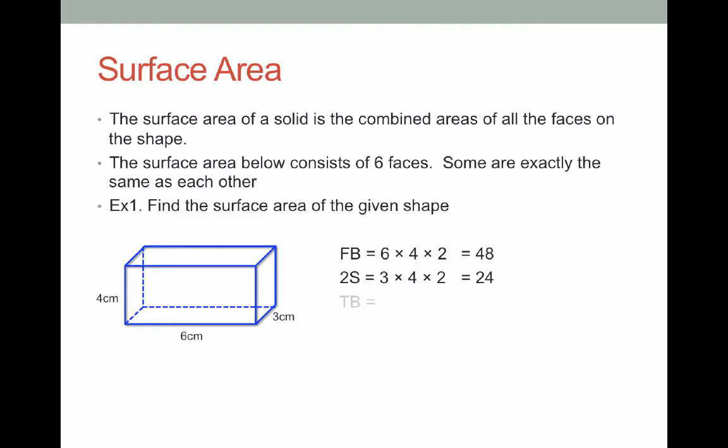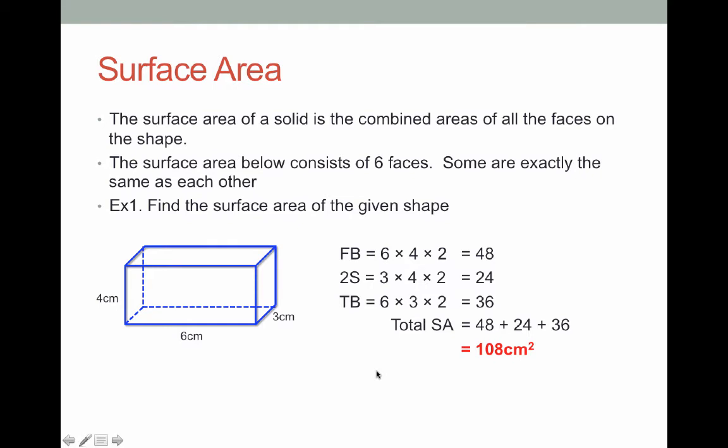Finally, I need to find the areas of the top and bottom. I'm using TB for top and bottom. The top and bottom rectangles have dimensions of 6 and 3. So the area of one rectangle would be 6 times 3. Timesing that by 2 to get both rectangles would give me an area of 36 centimeter squares. Now what I have to do is add up all my areas that I've worked out so far to get the total surface area. So the total surface area will be 48 plus 24 plus 36, which is 108 centimeter squares. Please note that our area is in centimeter squares, even though this is a solid, because we're finding separate areas and adding them together.